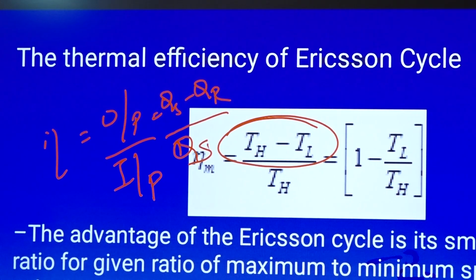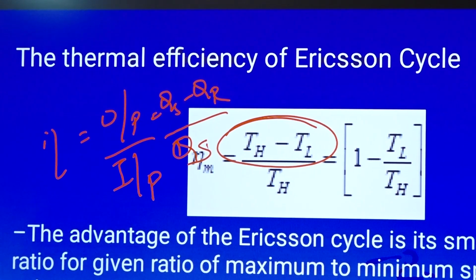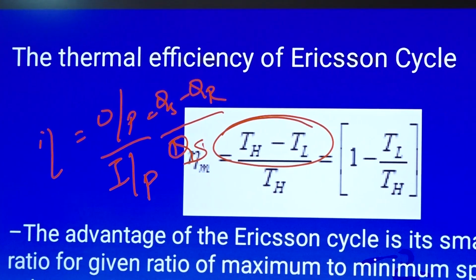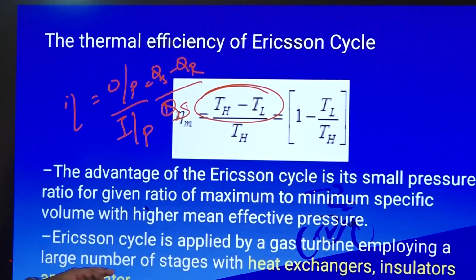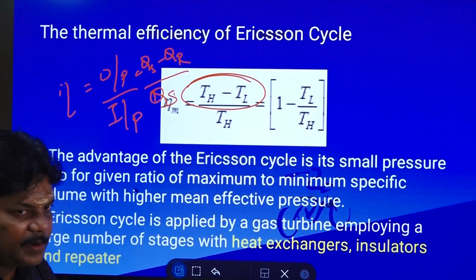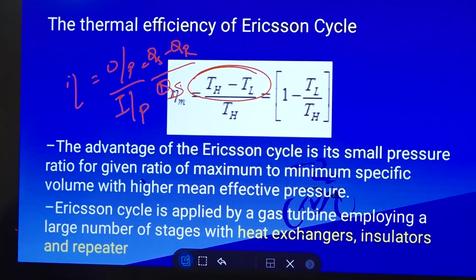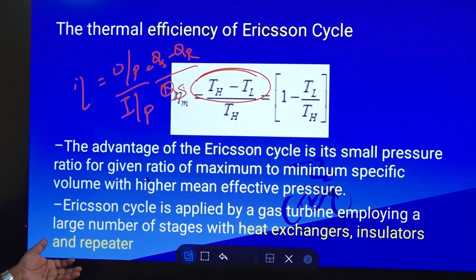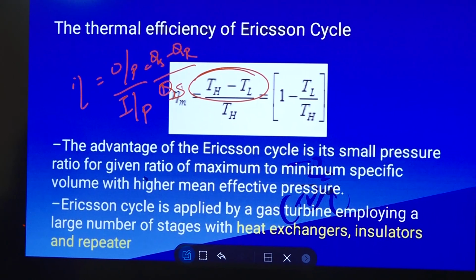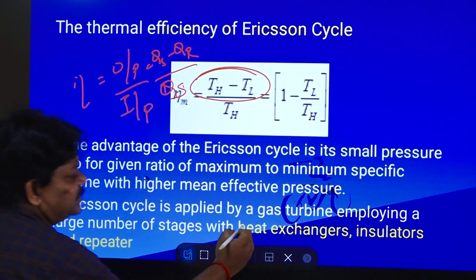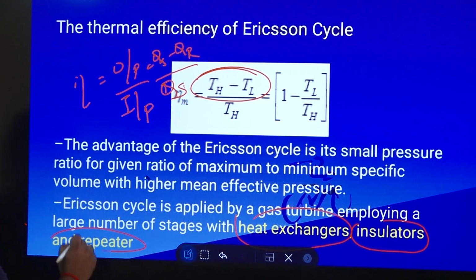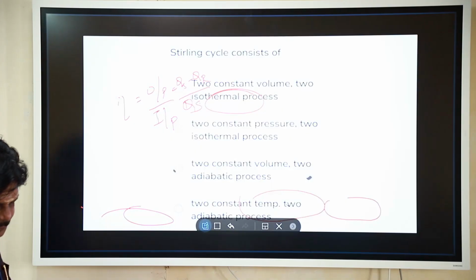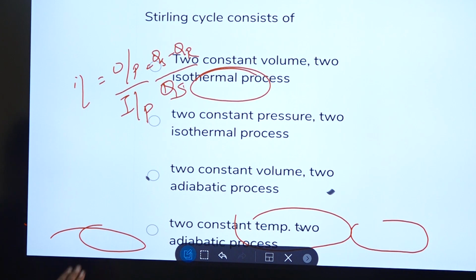Okay, so the advantage of this Ericsson cycle is a small pressure ratio for a given ratio of maximum to minimum specific volume, with higher mean effective pressure. The Ericsson cycle is applied in gas turbines, employing a large number of stages with heat exchangers, insulators and repeaters. You can see here some of the applications of this Ericsson cycle. Now we can go for a question.